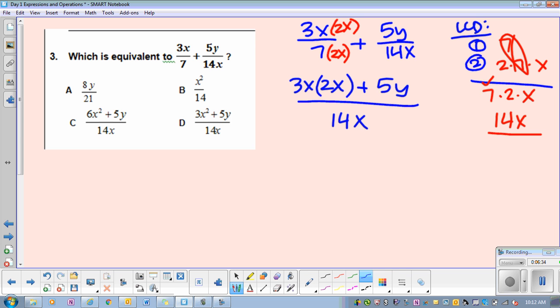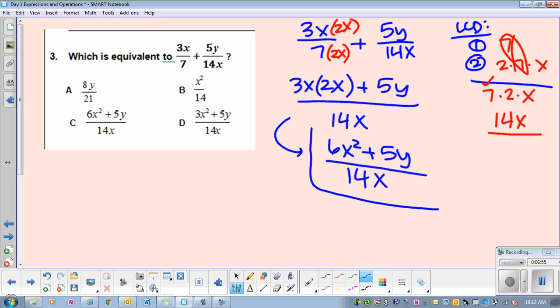Right, so then you have to simplify out this numerator. 3x times 2x is 6x squared plus 5y, all over 14x. Ethan, can I factor that numerator, 6x squared plus 5y? No, you cannot. So then this is your answer. So it's C. Questions? All right, let's try the next one.